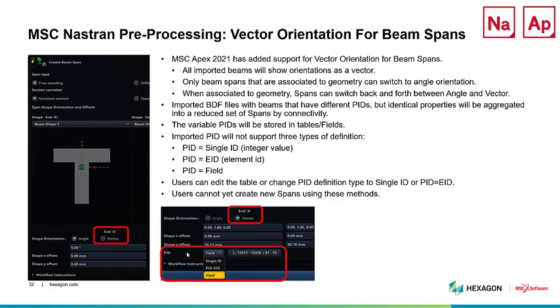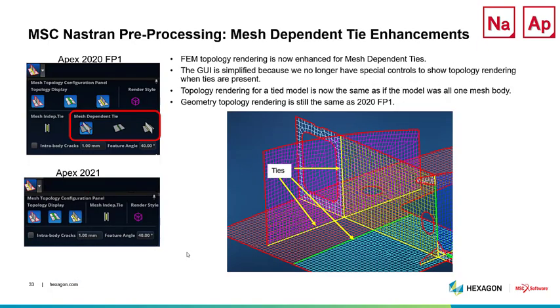Okay, so you've got three types of definition in terms of imported property ID. And if you have a variable property ID, it'll be stored in tables and fields if you're at that level of sophistication. So we're getting there. But when you import a Nastran orphan mesh and you've got these vector-oriented beam spans, we've got you covered.